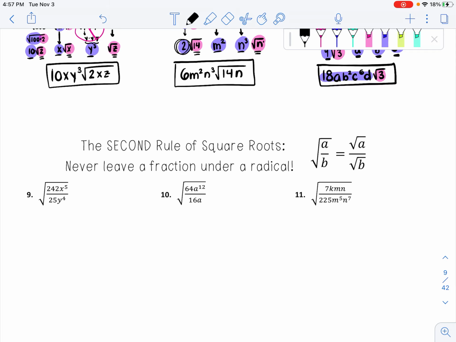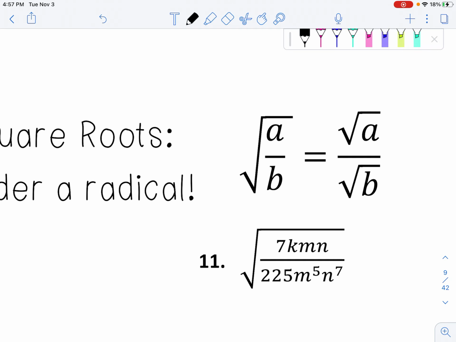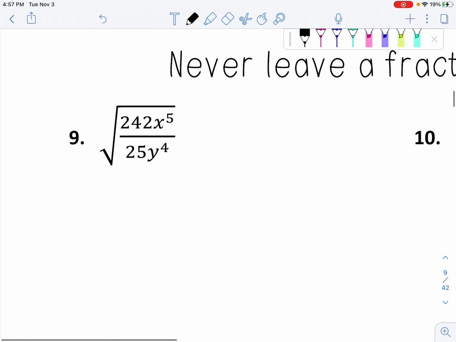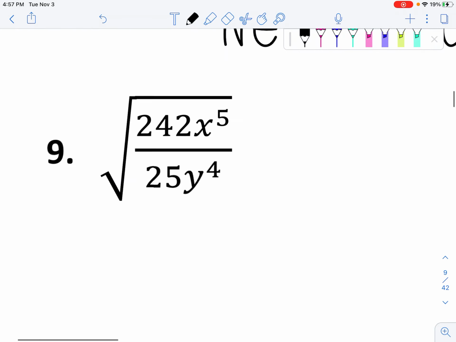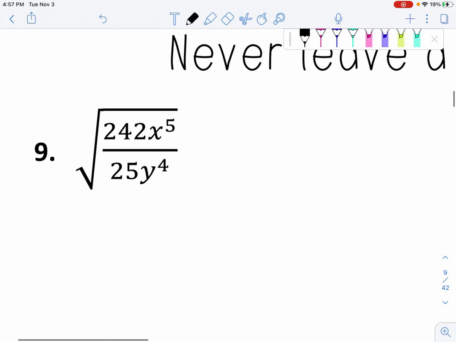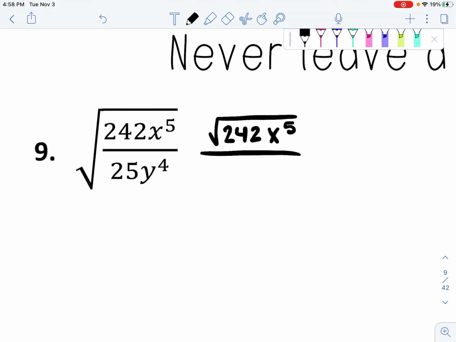The second rule of square roots, never leave a fraction under a radical. So we can break up division underneath a radical by using two separate radicals. So the square root of a divided by b is actually equal to the square root of a divided by the square root of b. So we can use that to our advantage while we are trying to break all of this down. So let's separate this out. This is equal to the square root of 242 x to the 5th over the square root of 25 y to the 4th.